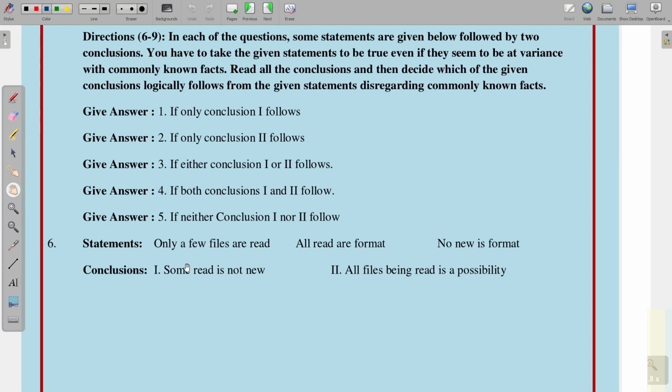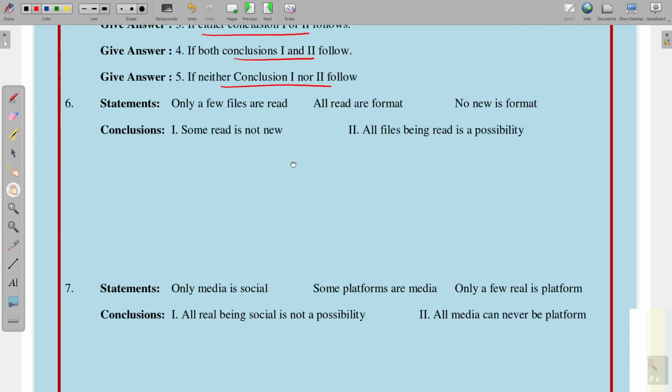Next, here we have syllogism. See the first one. Options given: option 1 only conclusion 1 follows, option 2 only conclusion 2 follows, 3 either 1 or 2, 4 both follow, 5 neither conclusion 1 nor 2.